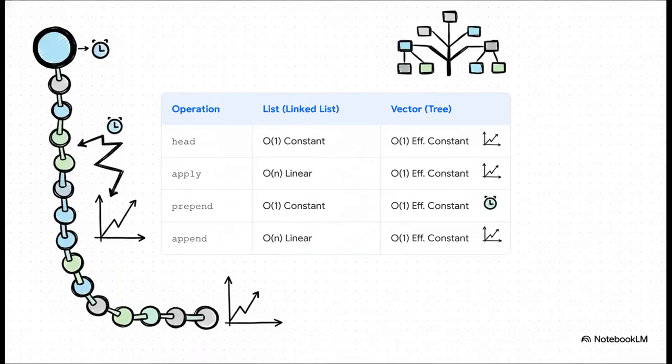And this chart just lays it all out clear as day. Look at list. For head and prepend, you see O of 1. That's constant time. It means it's blazingly fast whether the list has 10 items or 10 million. But look at apply, that's getting an item by its index, or append at the end. They're O of n, linear time. That's a performance killer. It means the operation gets slower the bigger the list gets. And then you look at vector. It's just a sea of effectively constant time. It's a rock star for all-around performance, and that's exactly why it's the default you should probably be using most of the time.